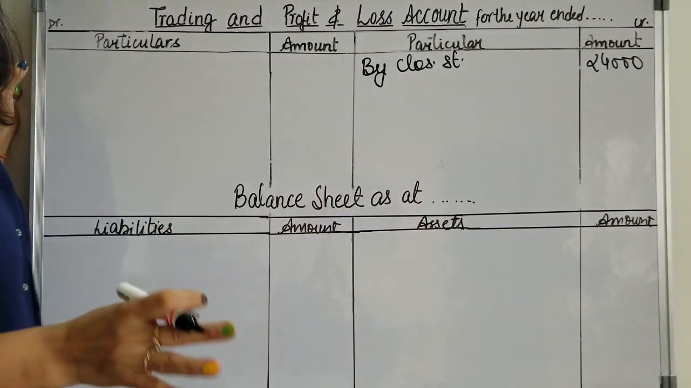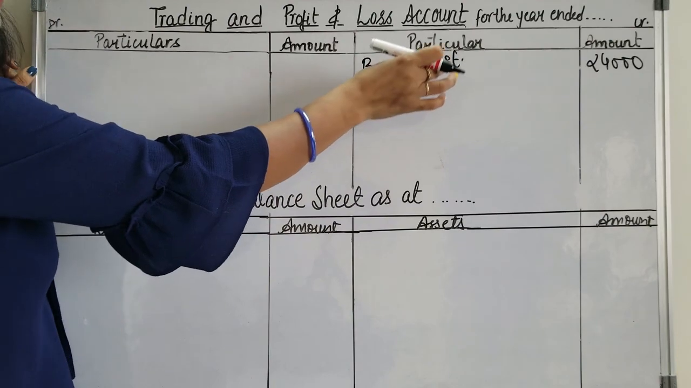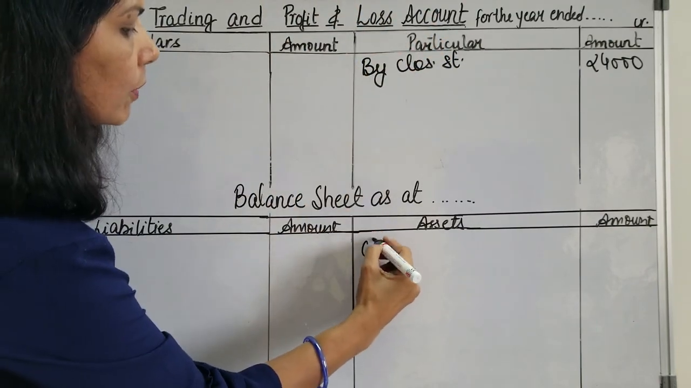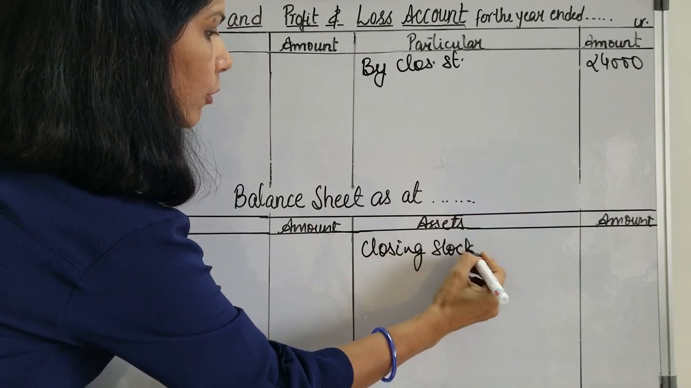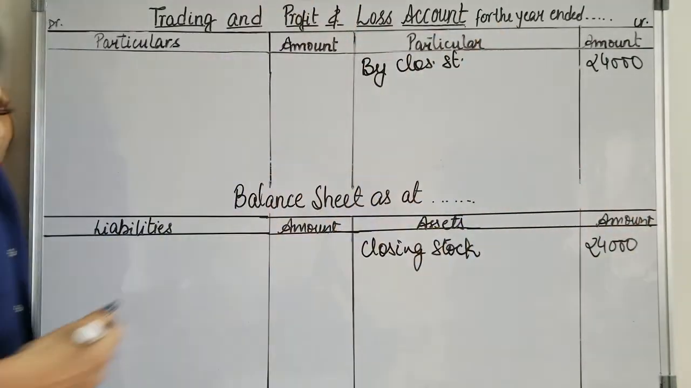Now all the adjustments will be recorded at two places. So the first entry is made here in the trading account, and second on the asset side of the balance sheet, closing stock at rupees 24,000. Okay. Now let's see the next adjustment.